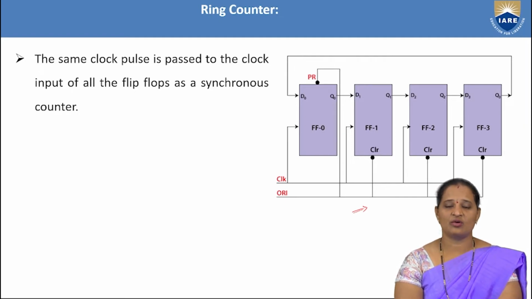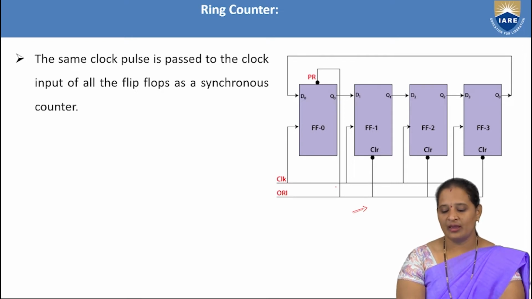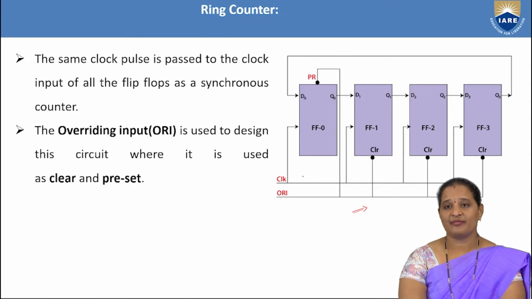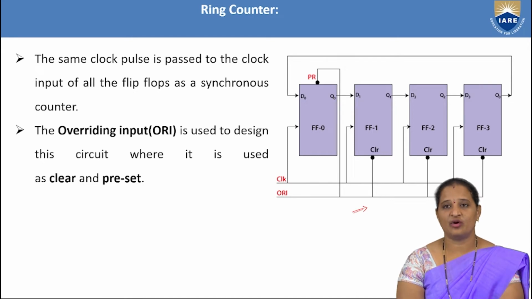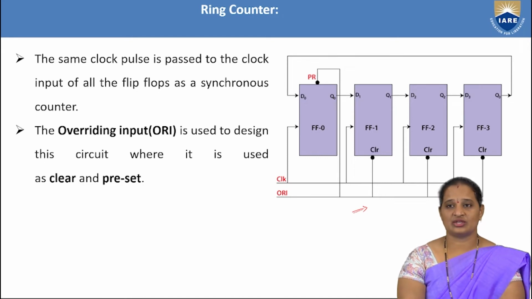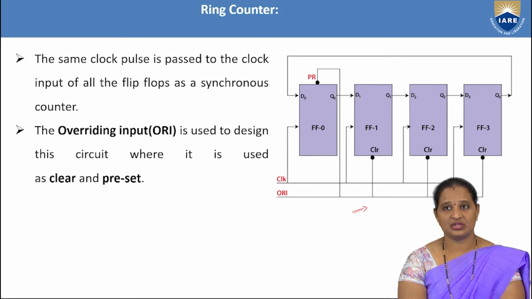In a synchronous counter, all the flip-flops operate with the same clock. Other than that, we have another input to all the flip-flops. If you look at the structure, the output of the first flip-flop is given as input to the second, the second flip-flop output is given as the input to the third flip-flop, and the third flip-flop output is given as input to the fourth flip-flop.